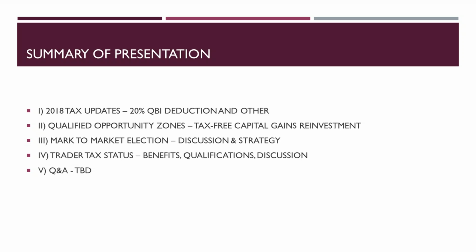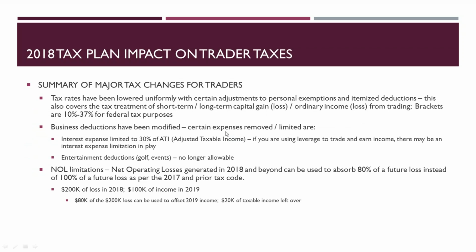The primary items that I wanted to talk about, though, are the changes to the tax code, this 20% qualified business income deduction and how it relates to traders, in addition to these new investment vehicles called qualified opportunity zones, which allow persons that realize capital gains to essentially defer the recognition of those gains for a long period of time and potentially avoid taxation on income generated from those gains. And we'll dig into that in a little bit.